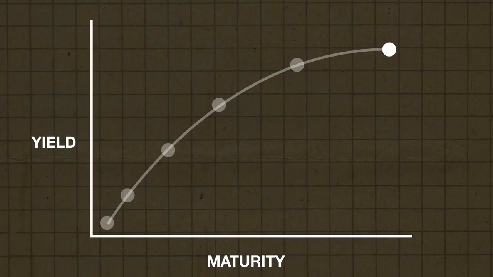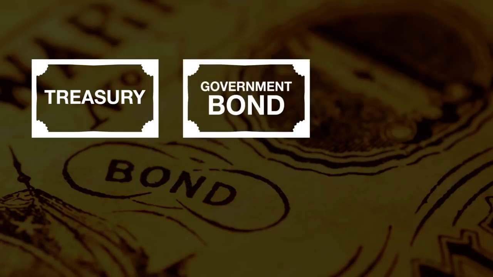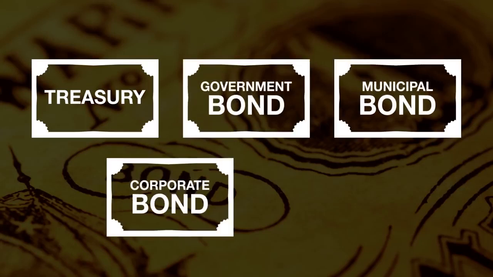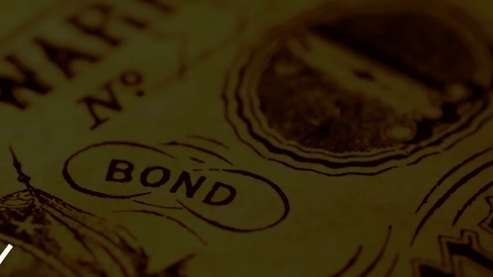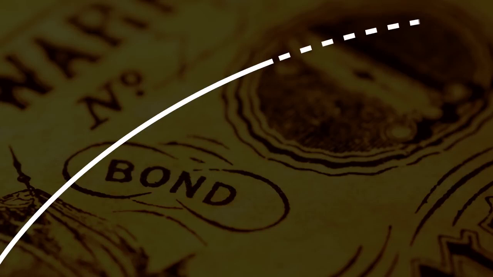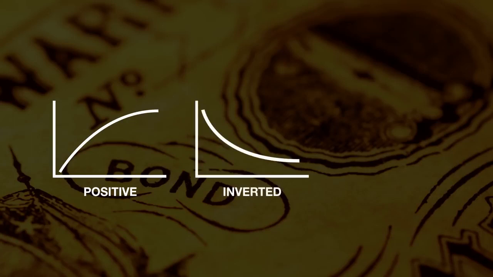But the application of the yield curve extends well beyond treasuries. Investors also use the yield curve as a reference for virtually all other types of fixed income investments. That's because the actual shape of the yield curve can help provide insight into the future of interest rates. The yield curve has 3 shapes: upward sloping or positive, downward sloping or inverted, and flat.